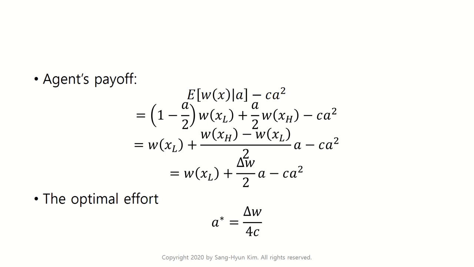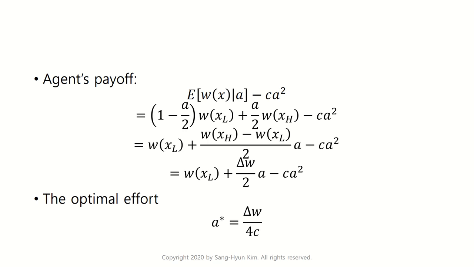So if C, the marginal cost, increases, then additional effort becomes more costly. So you don't want to put too much effort, right? So that's why we see the coefficient C at the denominator. So as C increases, the optimal effort level decreases. Okay, so that's the meaning of this expression.